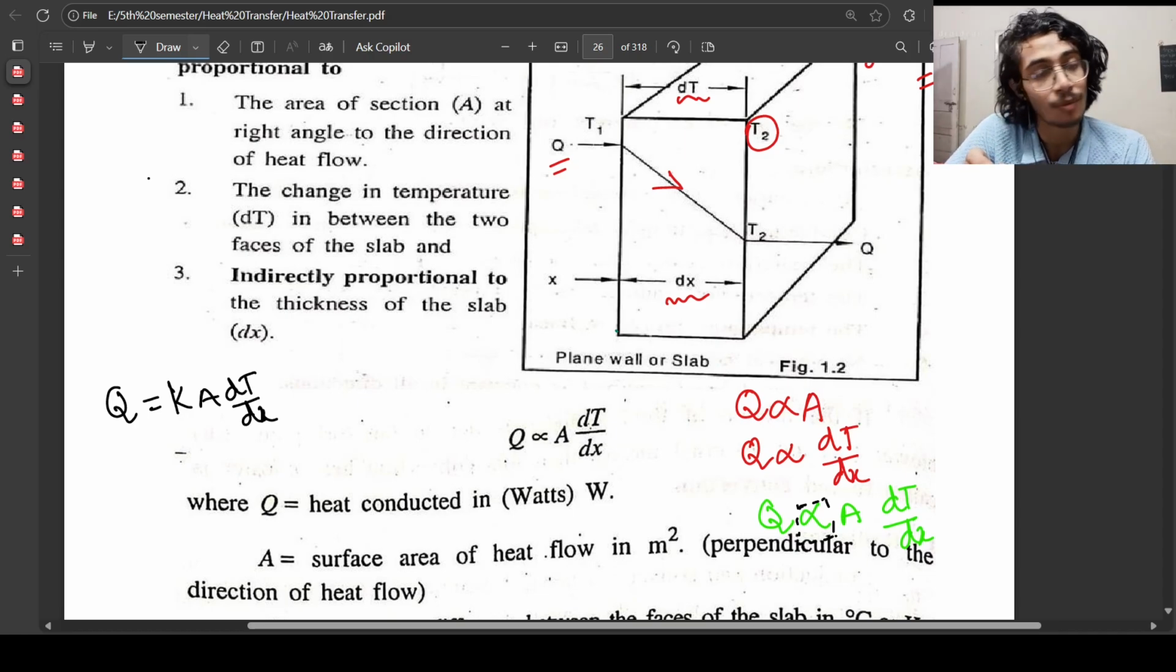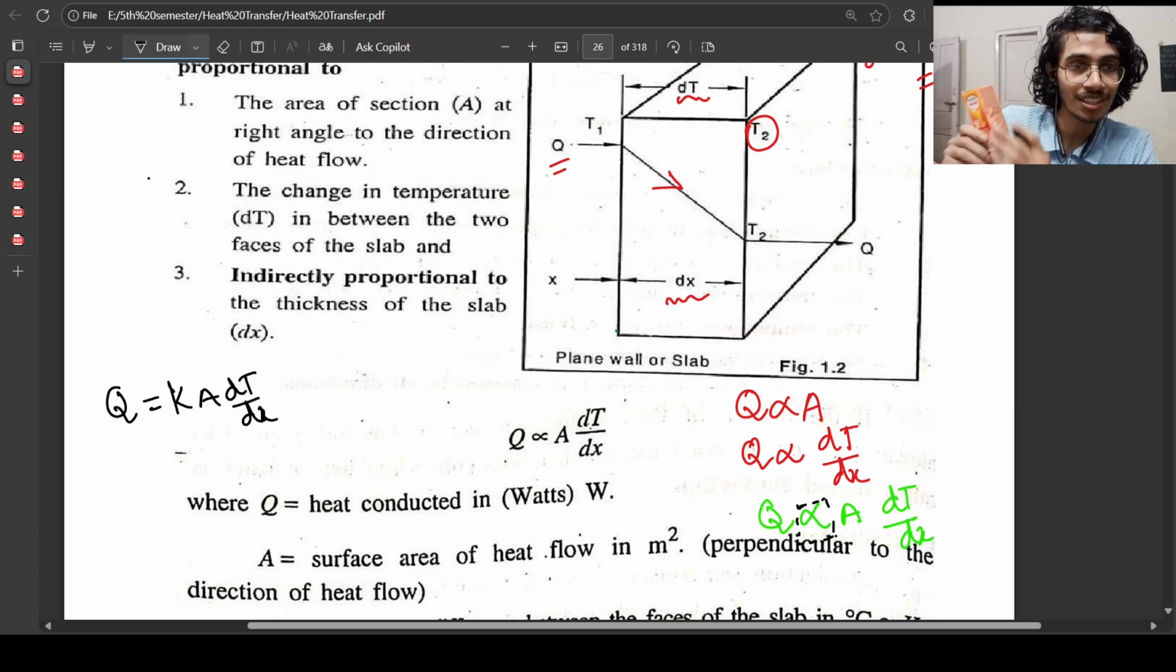This is also a thermophysical property, and this is known as thermal conductivity. This k is the constant of proportionality, a thermophysical property, and you can also name it the thermal conductivity. Very important parameter in this equation, right? What is the A?